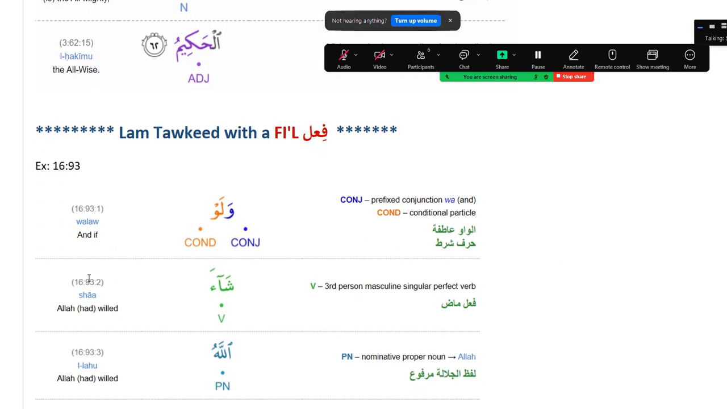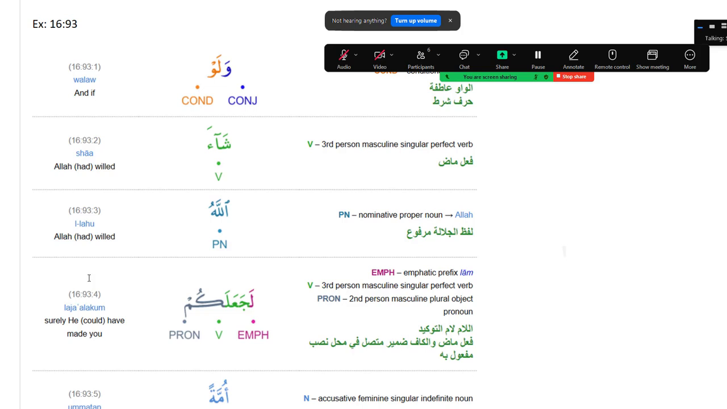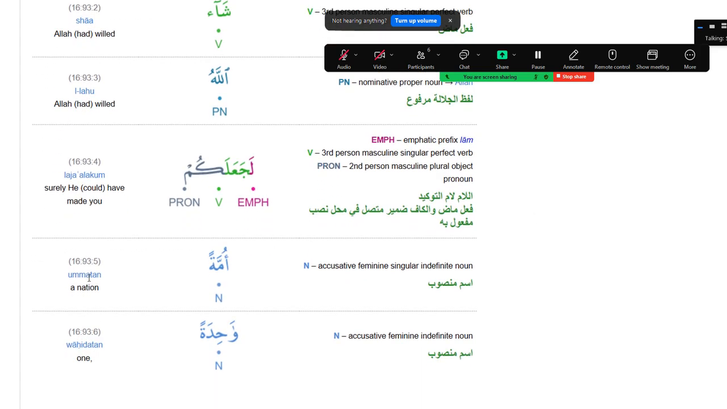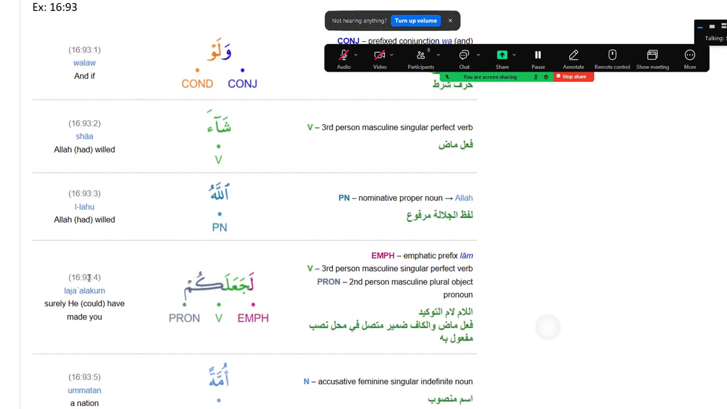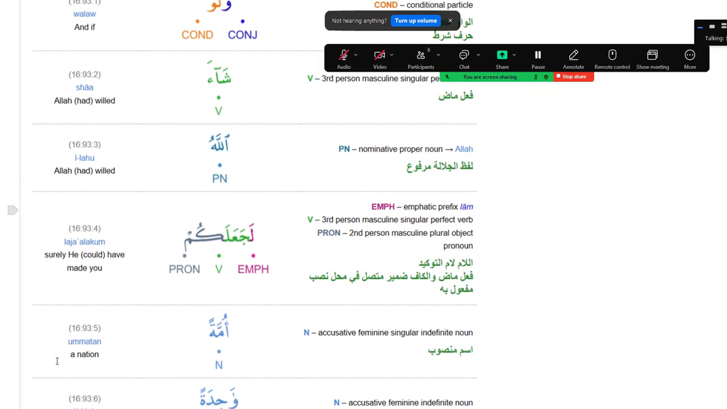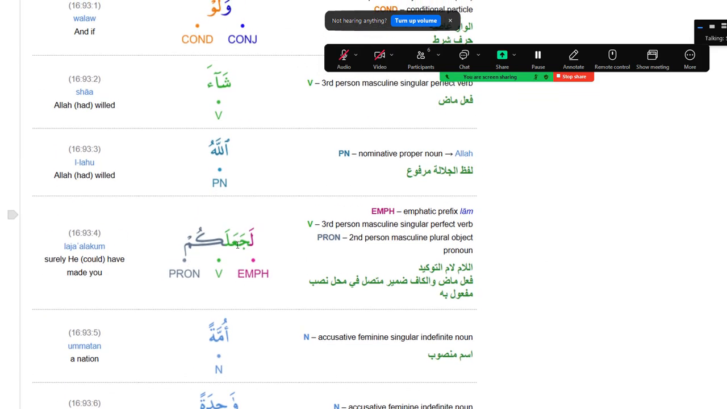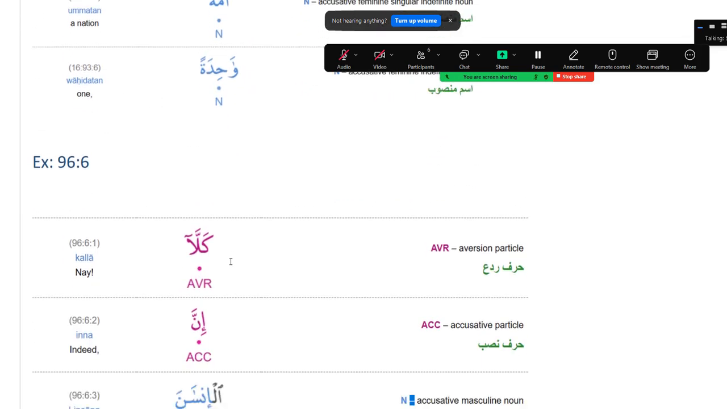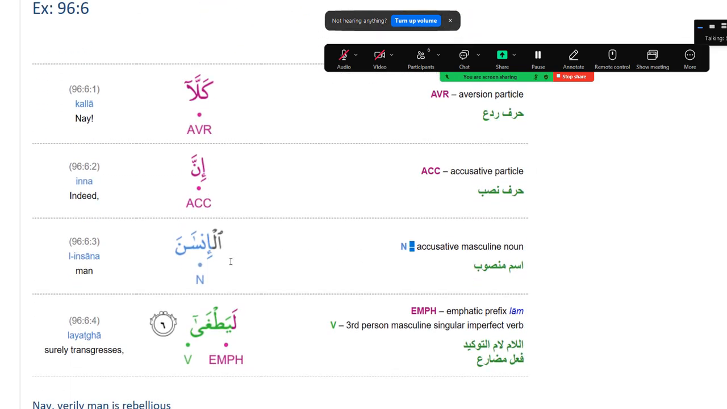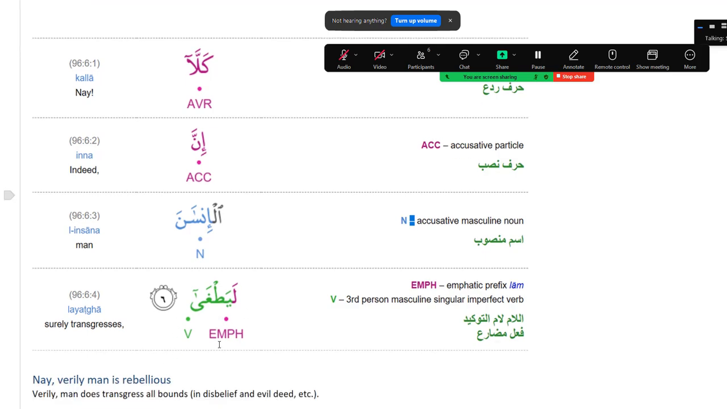Now, lam tawkeed with a fi'l. Wa law sha'a Allahu la ja'alakum ummatan wahidah. So which is the lam tawkeed here, and what is coming after it? A word. Very good. And if Allah had willed, surely He could have made you one nation. La ja'alakum. Ja'ala is a fi'l, and you have a lam of emphasis before it. Kalla innal insana la yatgha. Again, la yatgha is a fi'l.